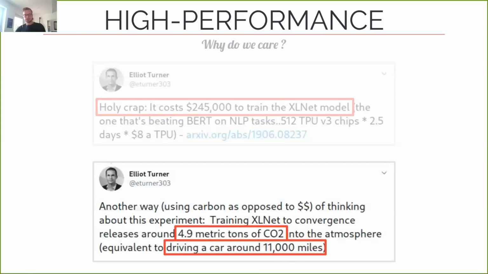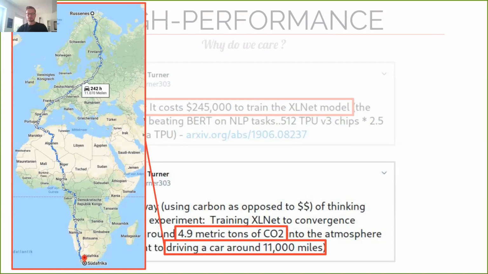It gets worse when you translate the dollar spent into carbon emitted. So here, training this neural network released about 5 tons of carbon into the atmosphere, which is equivalent to driving 11,000 miles with a car. And just to show you how insane that is, here's a map showing a road trip from the north of Norway all the way down to South Africa, which corresponds to roughly 11,000 miles. So clearly we need to find a way to reduce those costs, and optimizing a program to achieve high performance might allow us to significantly reduce the time required to, for example, train neural networks.